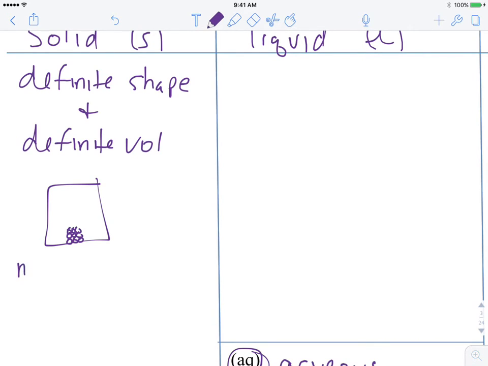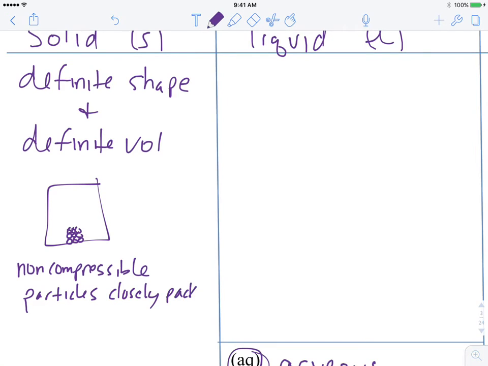This is non-compressible, so I can't compress it. That's first of all. And second of all, the particles are closely packed together. They're in a fixed position.